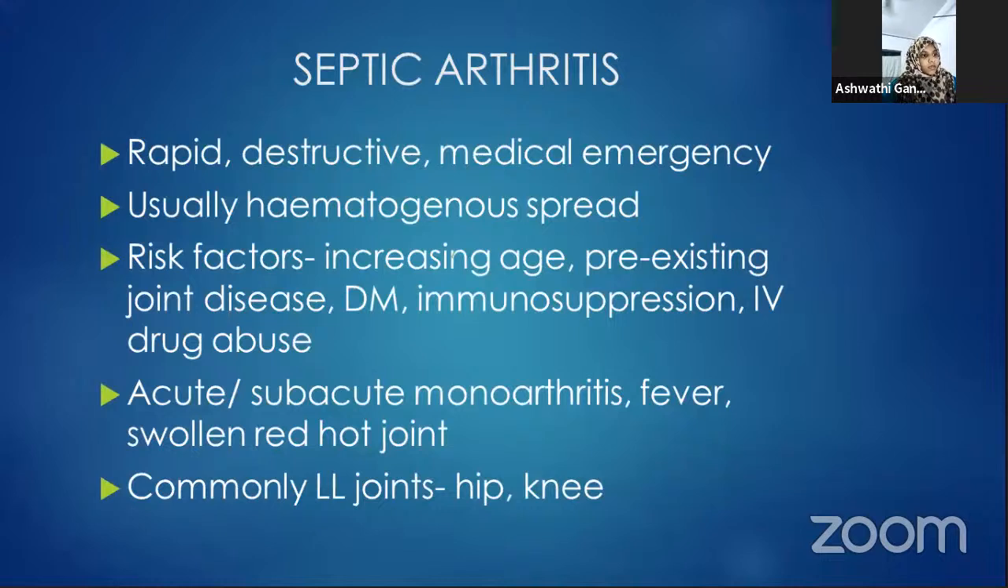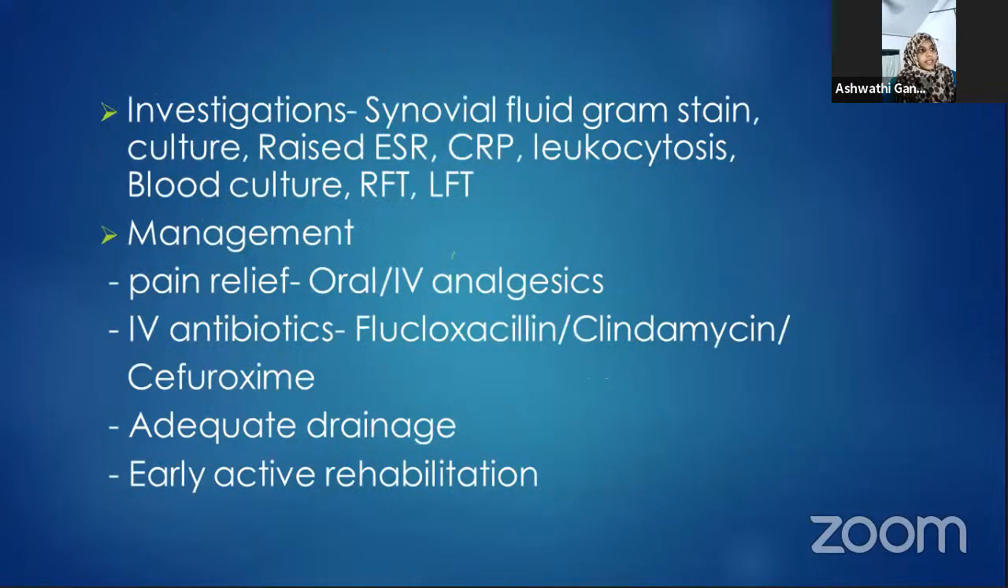Then acute and subacute monoarthritis, fever, swollen red hot joint. These all are seen. Mainly lower limb joints are affected in septic arthritis, especially the hip and knee joints. Once we deal with septic arthritis, we have to do synovial fluid Gram stain and culture.